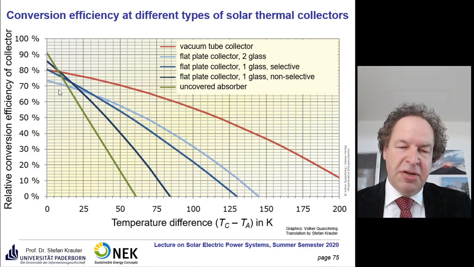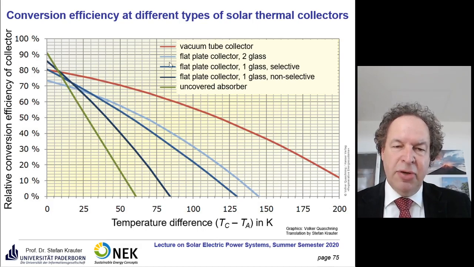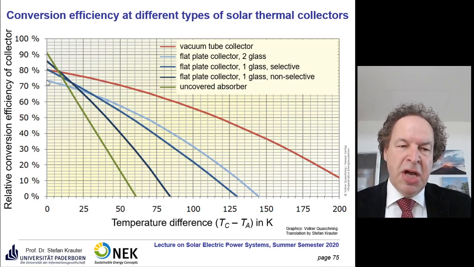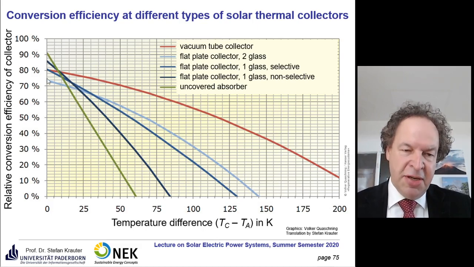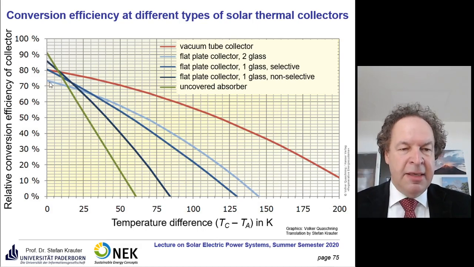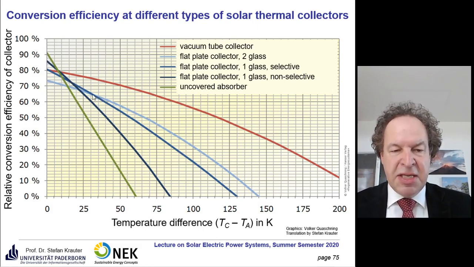So it has its existence, this uncovered absorber. But let's take a look at the flat plate collectors. If you want to have a good efficiency, you take a two-glass collector, so you limit the thermal losses. But on the other hand, you have a very high quantity of optical losses due to the reflection at the interfaces between the different glass sheets and air. And so it just makes sense if you have quite high temperature differences.